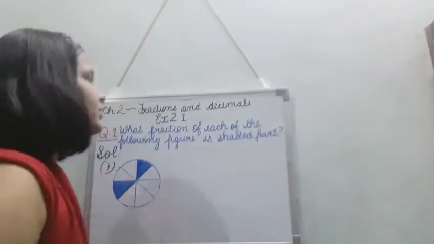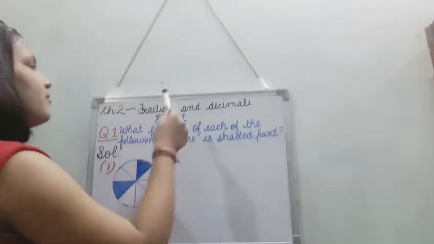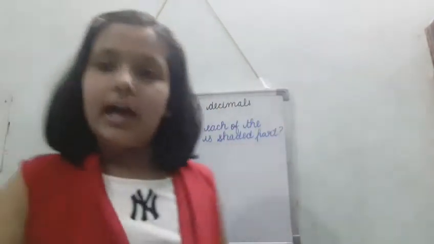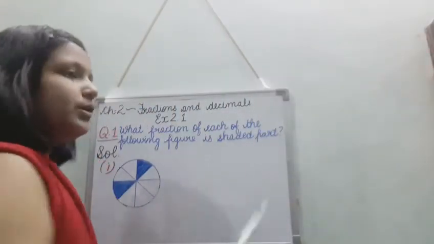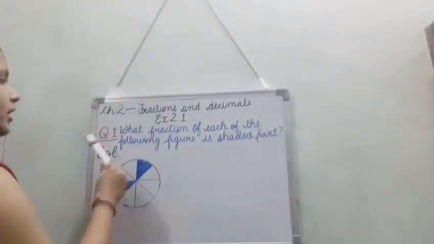So today we are going to start chapter 2, fractions and decimals, for class 7th from ML Aggarwal. Okay, and we are going to solve exercise 2.1 today. We will solve all the exercises one by one. I'll explain each question. Okay, so let's start with question 1.